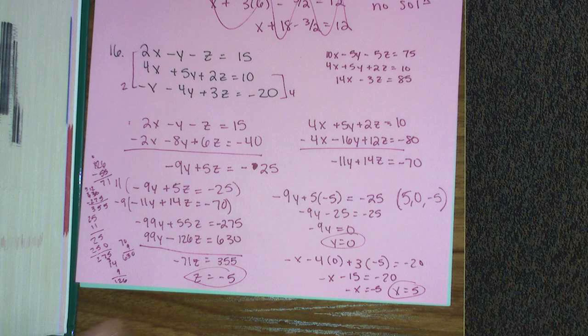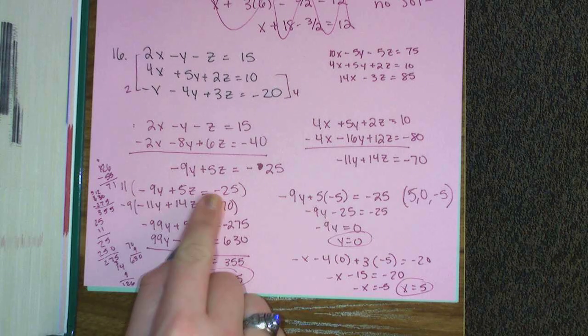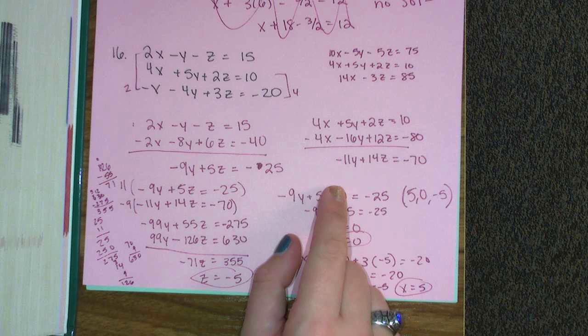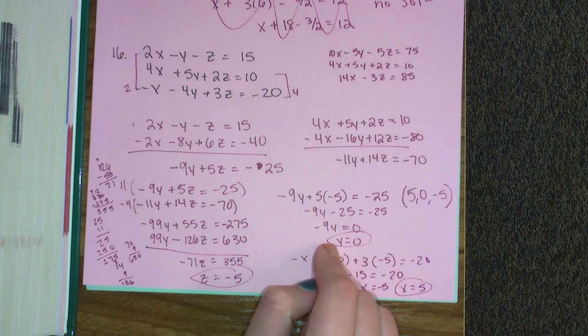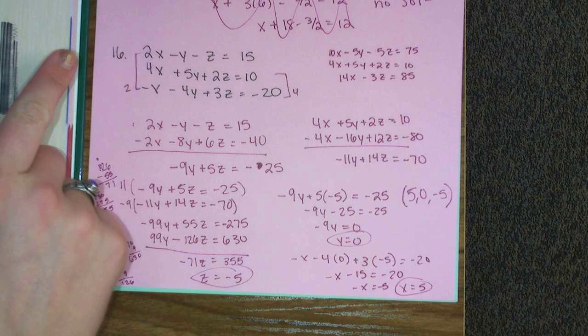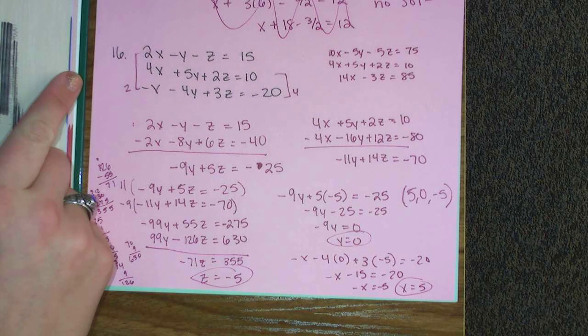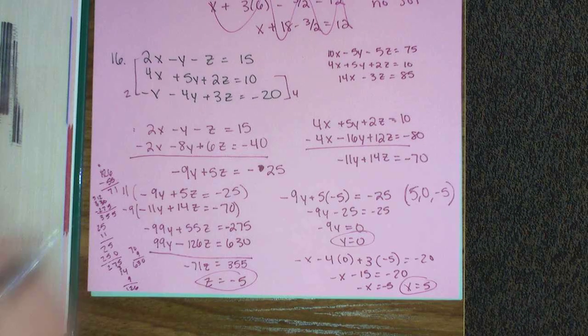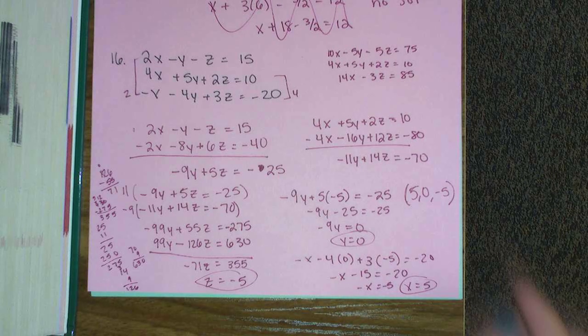I took that and plugged it into one of these two originals. I ended up going with the top one and solving for y, and got 0. Then I took both of those and plugged them into the bottom one and solved for x to get x equal to 5. And then I got the ordered triple 5, 0, negative 5.